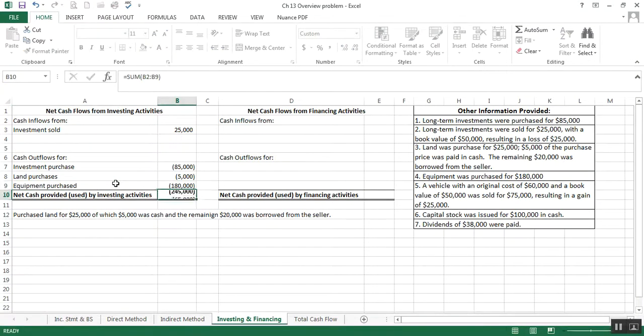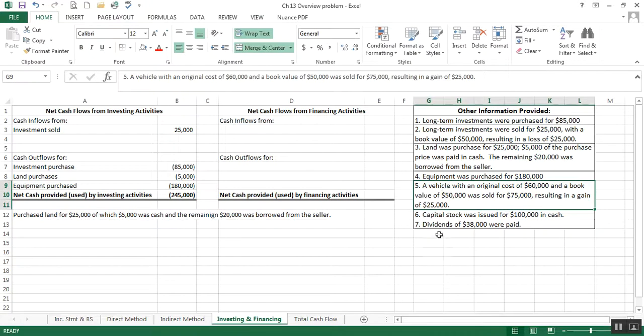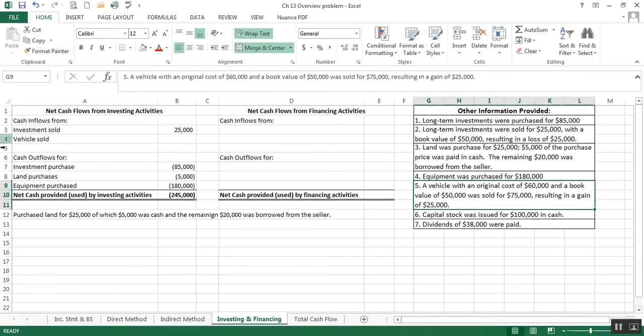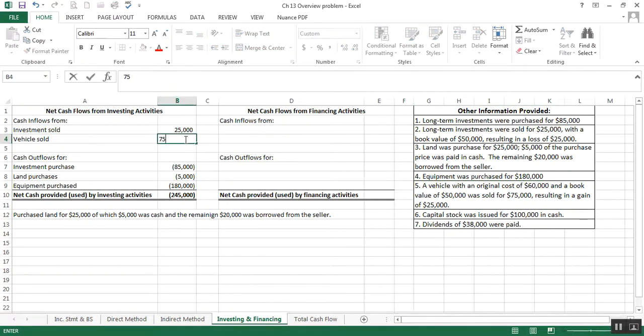Okay. A vehicle with an original cost of $60,000 and a book value of $50,000 was sold for $75,000, resulting in a gain. So again, this is an investing activity because it's a vehicle. And remember we had that gain on vehicle of $25,000? We adjusted for that under the indirect method. But we need to account for the cash that we actually received. So vehicle sold, and it was sold for $75,000. So we're going to have $75,000 increase in cash.